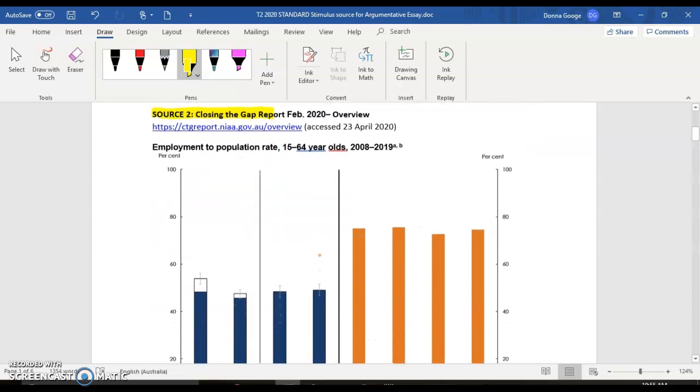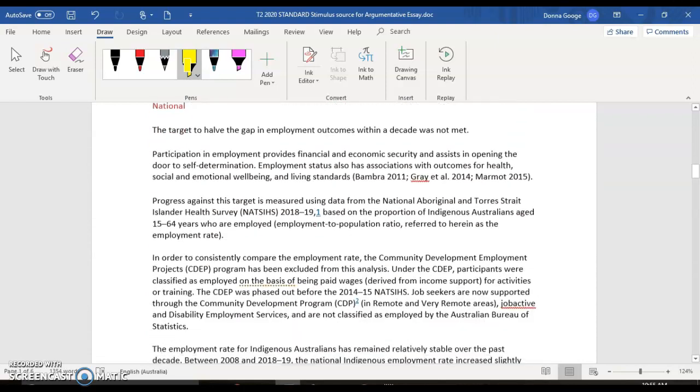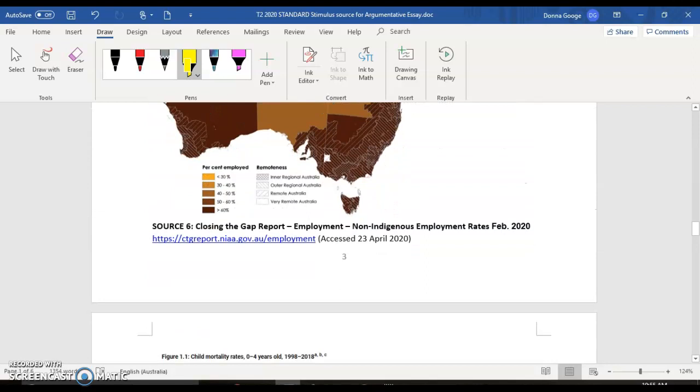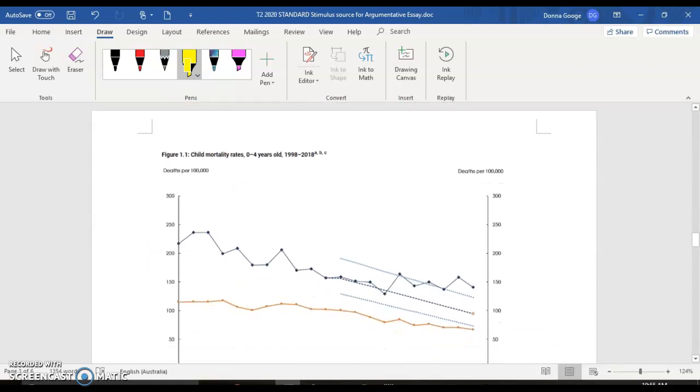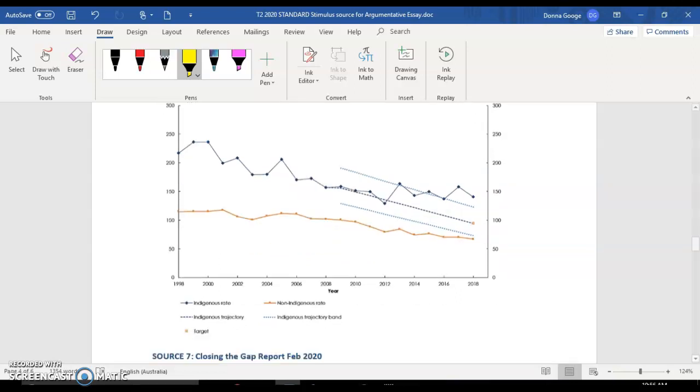We then have a series of sources on employment, including graphs, text, and two maps to compare. Yes, I know I'm scrolling through these quickly. We then have a section on health, focusing particularly on the issue of child mortality rates, so the number of children who die per 100,000 live births in a year. And it compares Indigenous and non-Indigenous rates.